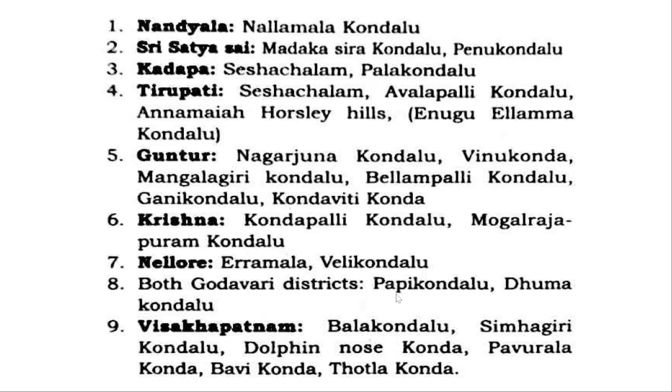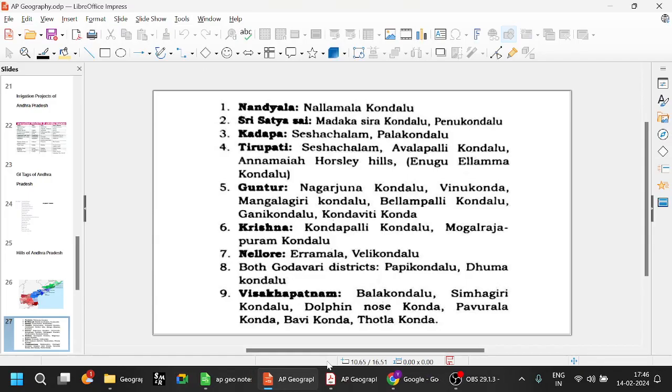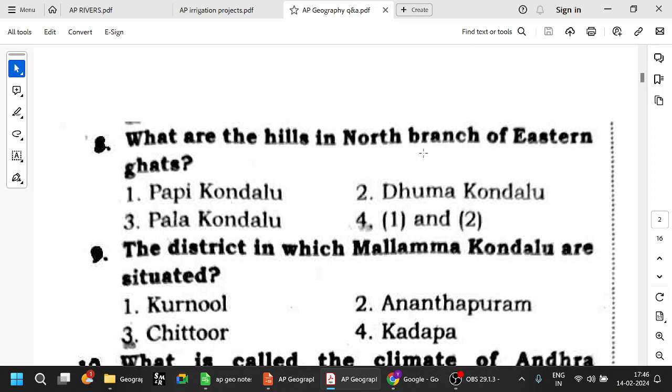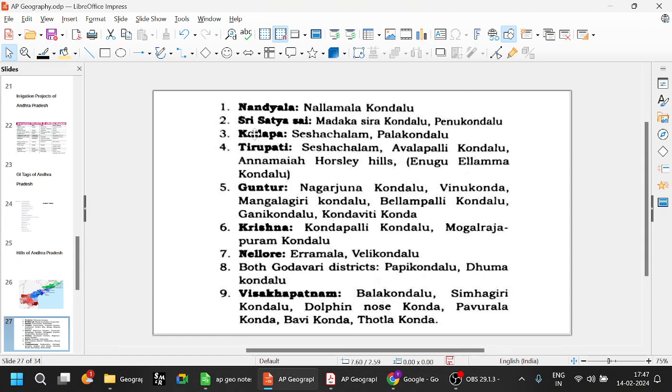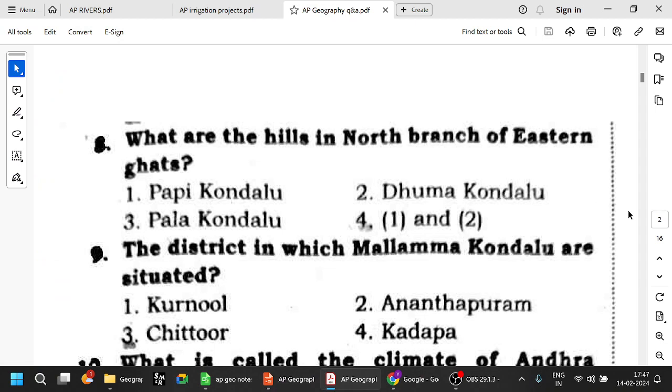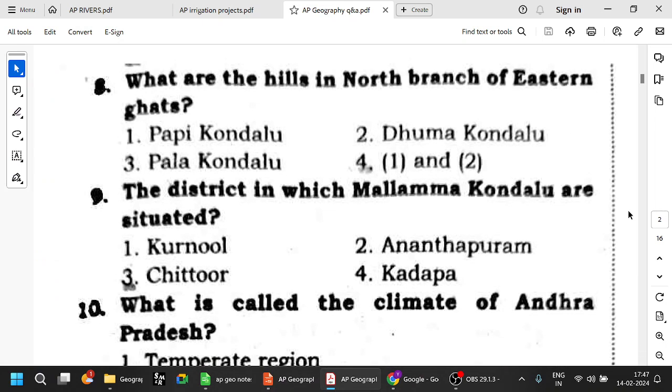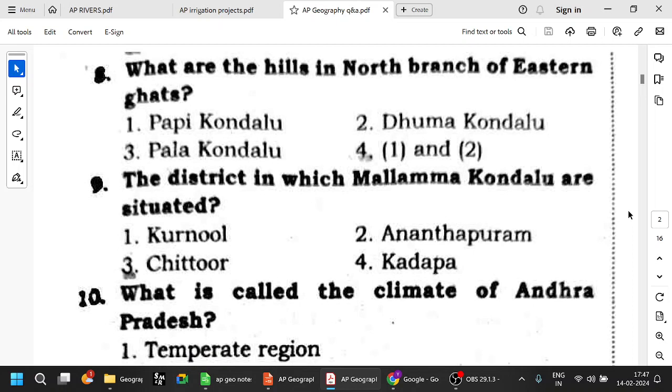Majorly, we are looking at Papikondalu, right? Papikondalu and Dhumakondalu are in the Godavari districts, and Palakondalu are in the Kadapa region. So with this information, let us look at the question. What are the hills in the north branch of the Eastern Ghats? Obviously Papikondalu and Dhumakondalu, because they are in the Godavari region. Palakondalu, on the other hand, we have seen is in the Kadapa region, so it is not in the north. Kadapa comes into Rayalaseema, more like southwest, right? So in the northern branch, it is Papikondalu and Dhumakondalu. Try to remember that.